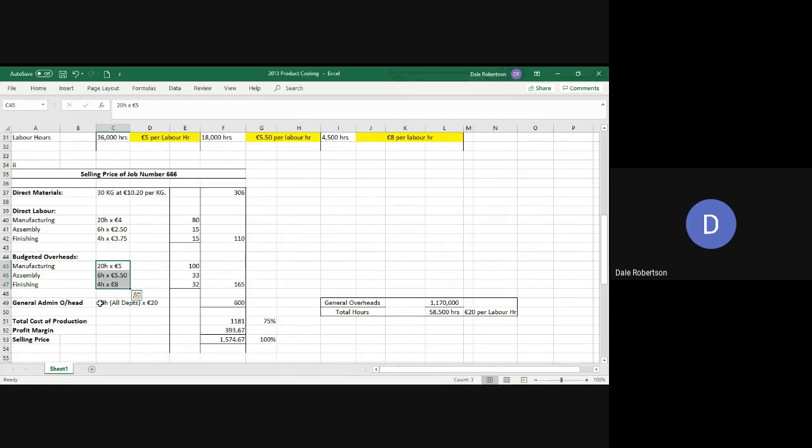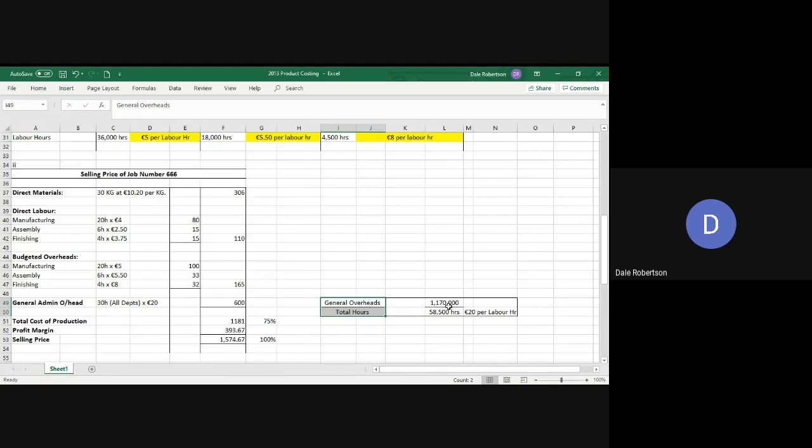And then finally, the general administration overhead. Well, that is for the whole department. Sorry, for the whole company across all three departments. So we know that the total hours here are going to be 30 for job 666, because 20 plus 6 plus 4 gives you that 30 hours. But what is the rate? Well, we have to go over here and we have to say, what is the general overhead, the total overhead?